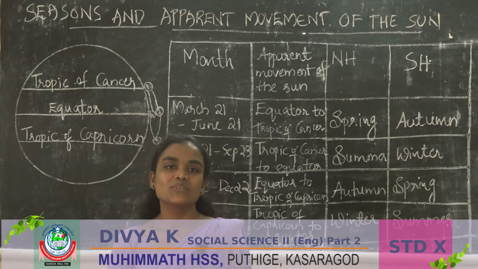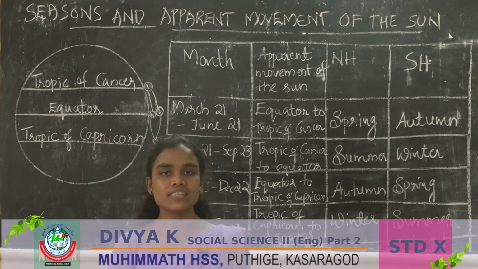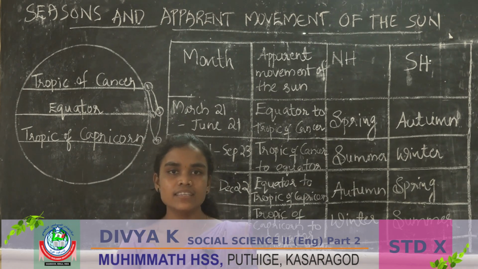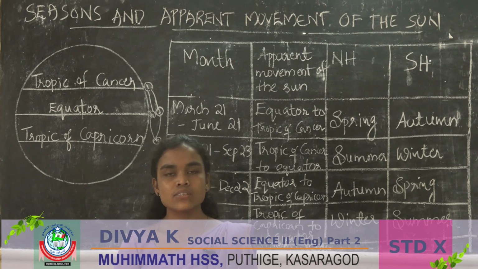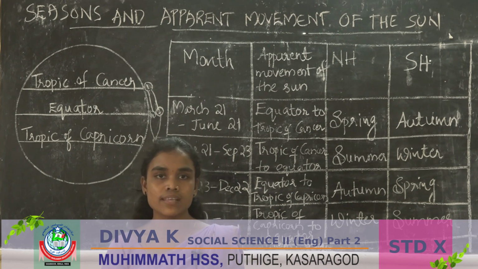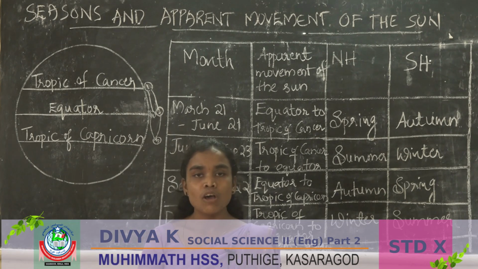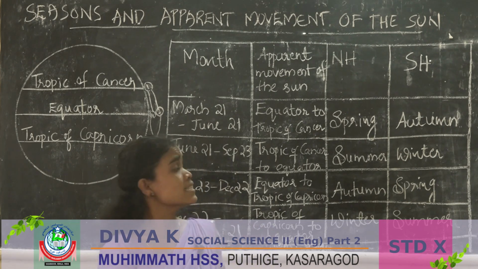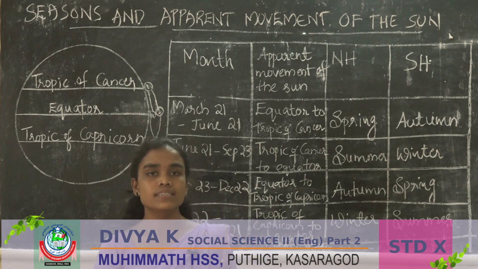Hello students, today we are going to discuss the remaining concepts from the chapter Seasons and Time. In the previous class, we discussed several reasons for the seasonal changes, which are the revolution of the earth, the tilt of the earth's axis or inclination of the earth's axis, and the apparent movement of the sun. Now we are going to discuss the seasons and the apparent movement of the sun in detail.